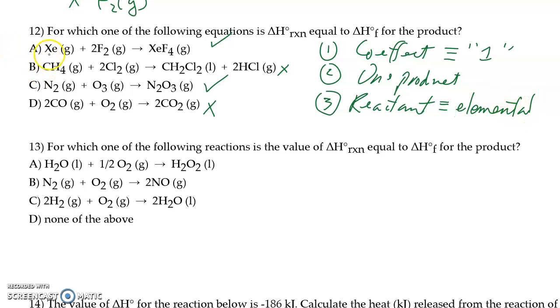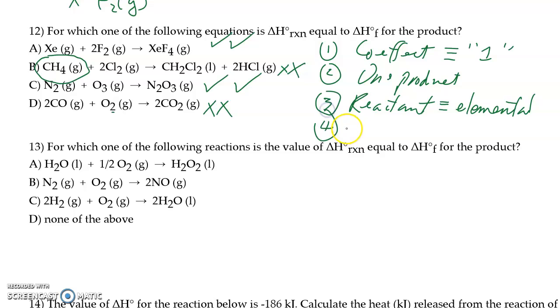Let's look at this one. Elemental, that's good. Elemental, that is good. Let's look at this one. Not elemental form, because this reactant over here is a combination of 2 different elements. So this is not good. Let's look at this one. Elemental form is good. Elemental form is good. So this one is good. Elemental form, oxygen, that is good. Carbon monoxide, no, it's not elemental form because it has carbon and oxygen. So this is not good.